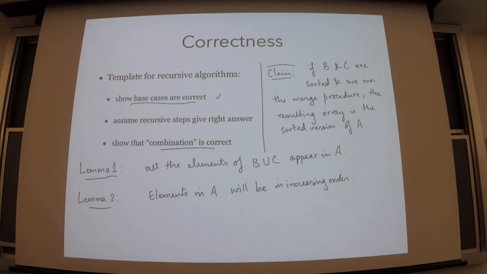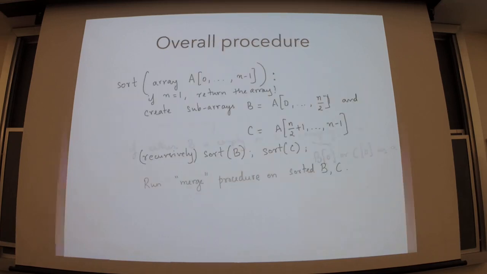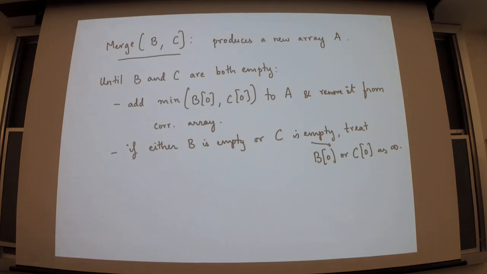And the next lemma says that elements that are written to A will be in increasing order. And why is this true? Because every time we pick the minimum element. You know that B and C were sorted to start with, and each time you pick the smallest element. So this is also obvious in this case.